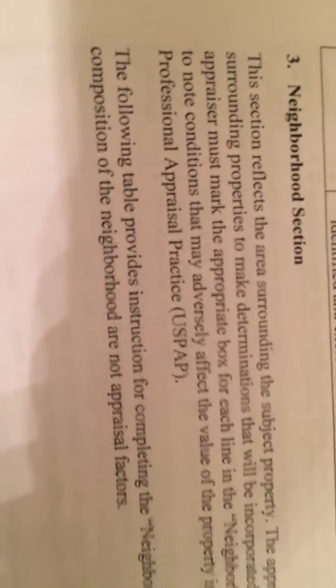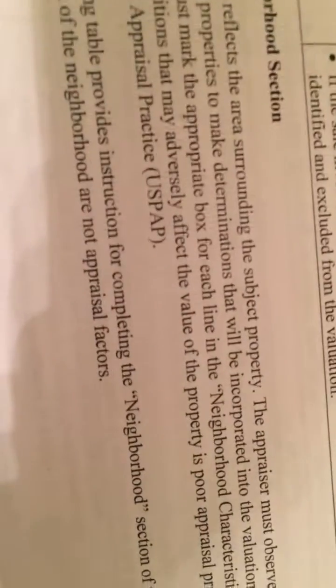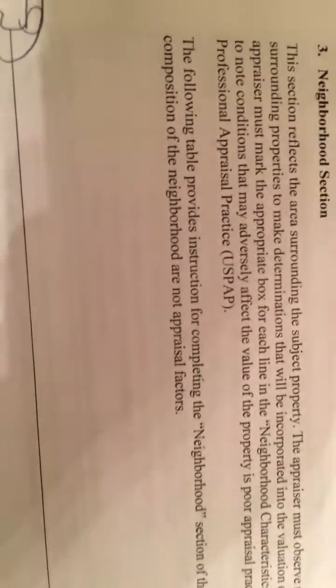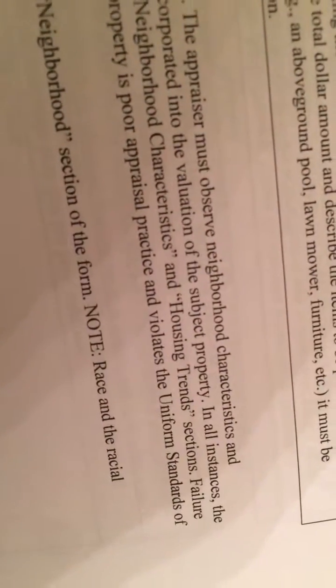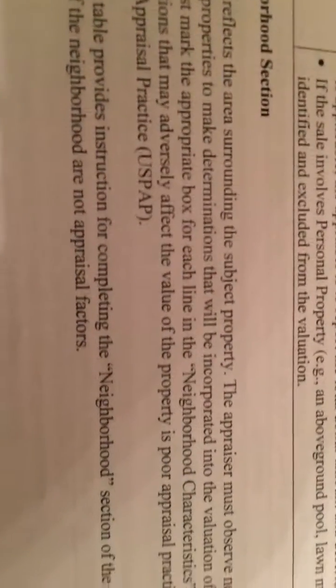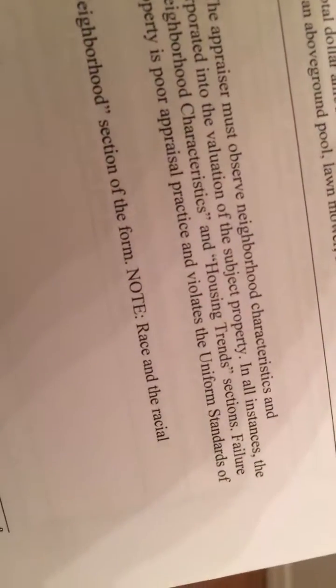3. Neighborhood section. This section reflects the area surrounding the subject property. The appraiser must observe neighborhood characteristics and surrounding properties to make determinations that will be incorporated into the valuation of the subject property. In all instances, the appraiser must mark the appropriate box for each line in the neighborhood characteristics and housing trends sections.